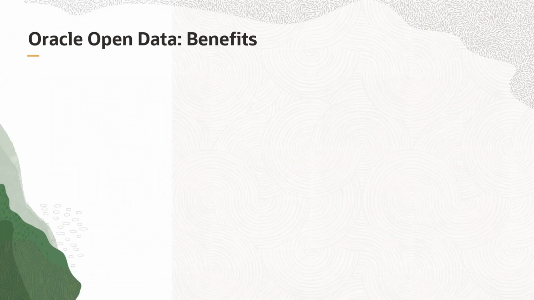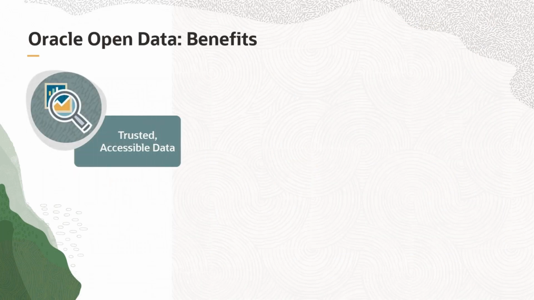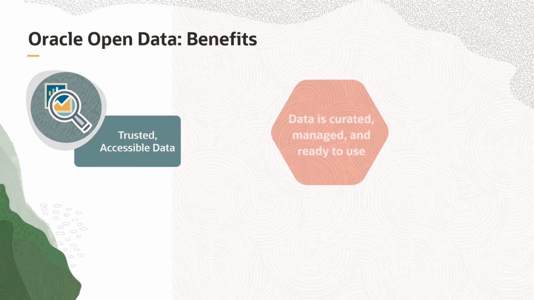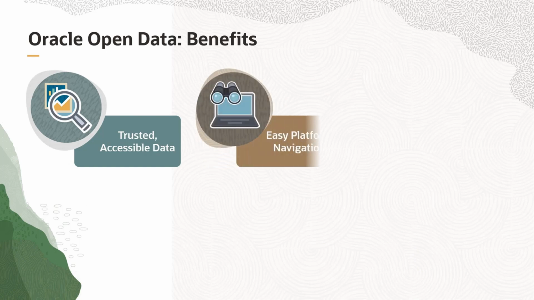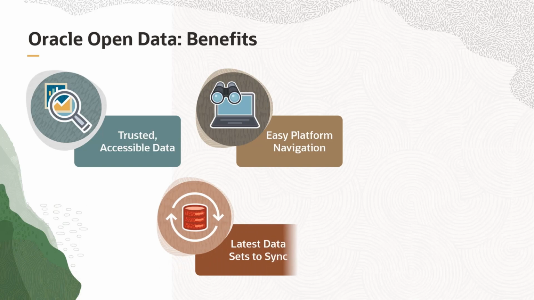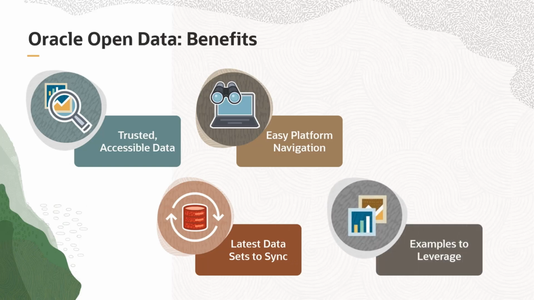Oracle Open Data offers several benefits, including trusted, accessible data. Data is curated, managed, and ready to use. Datasets come from trusted institutions like NASA, DeepMind, and Stanford. With Open Data Platform, it's easy to navigate, search, and download files. You can access the latest datasets with the frequently updated repository. And each dataset consists of code and tooling usage examples for consumption and reproducibility.